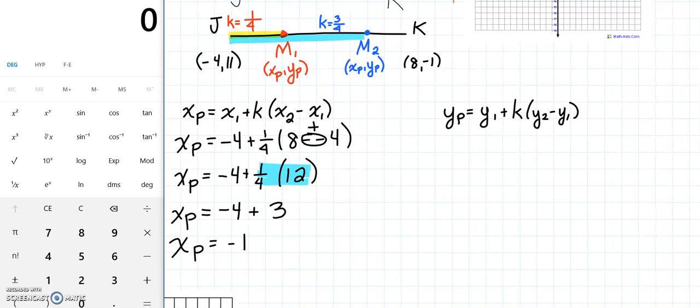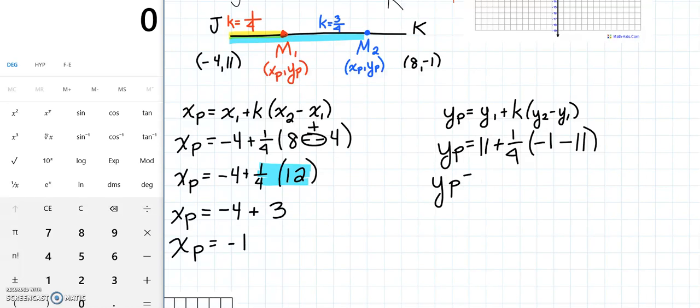Okay, so y. My y1 value is 11 plus k. It's the same 1/4 because we're working with point M1 first, so we're only using a k value of 1/4 times y2, which is -1, minus y1, which is 11. Okay, so now simplifying the parentheses first. Yp equals 11 plus 1/4 times -1 minus 11, which is -12.